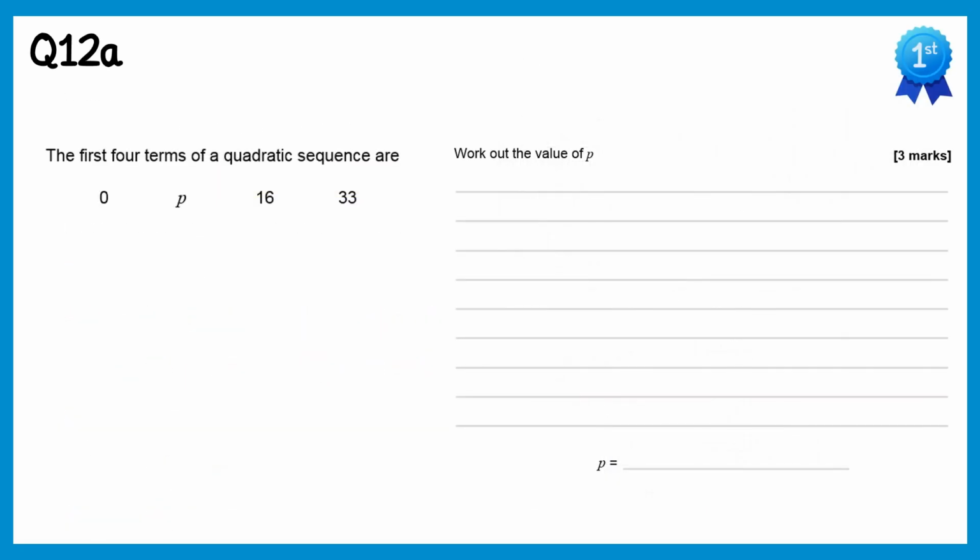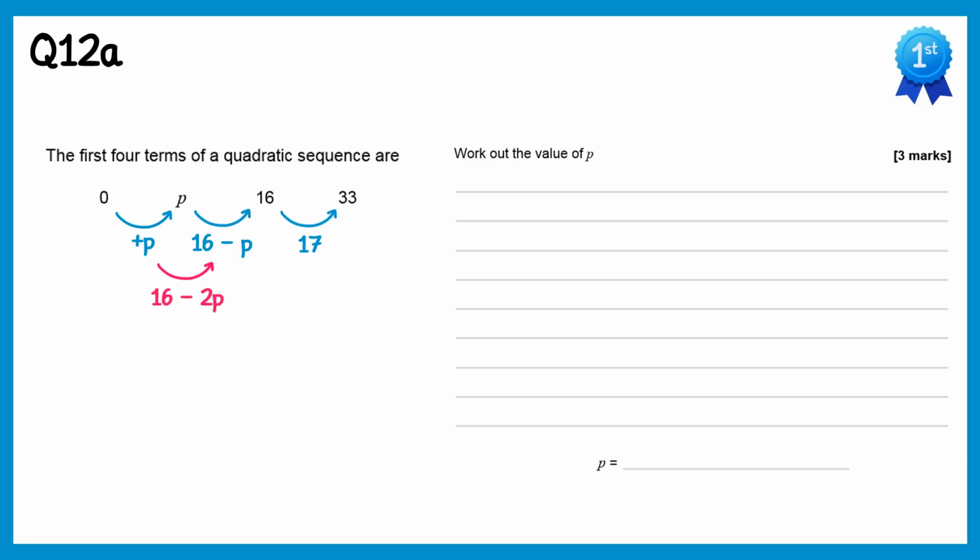To start this question, we're going to write out the first differences. So to get from 0 to p, you add p. To get from p to 16, you do 16 take away p. And to get from 16 to 33, you add 17. Since this is a quadratic sequence, we'll also do the second differences. So the difference between p and 16 take away p is 16 take away 2p.